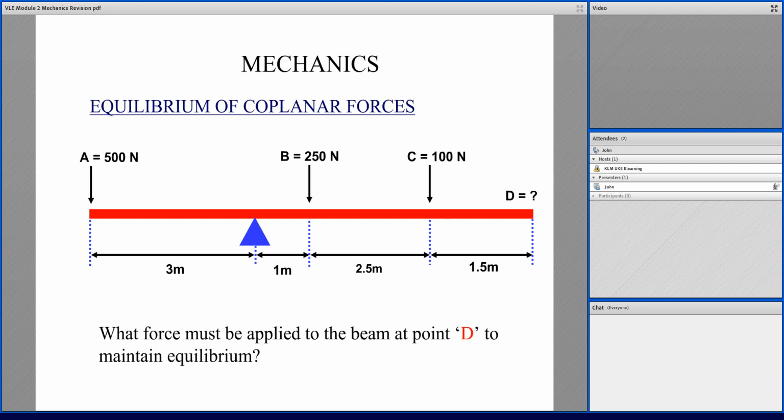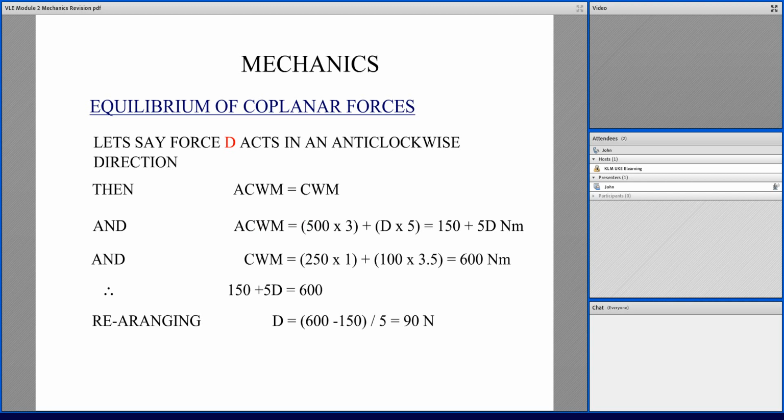And we've got force D, whatever direction it is acting, it is still acting at a distance of 5 meters from the center of the fulcrum. And just to reiterate, the problem wants to know what force must be applied to the beam at point D to maintain equilibrium. So we've got to make some assumptions. The first assumption is we're in equilibrium. The second assumption is we've got to add a direction to D. If we change the slide over, it says let's say force D acts in an anti-clockwise direction.